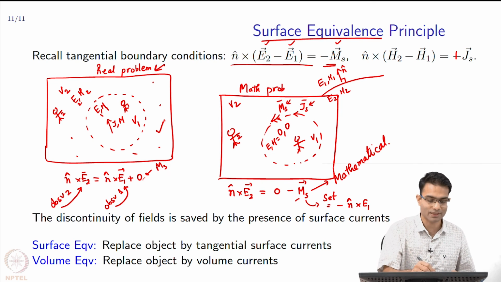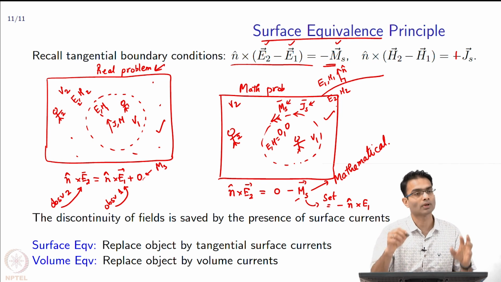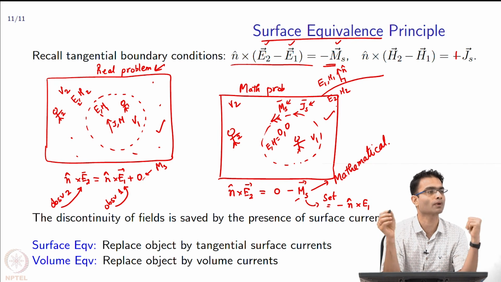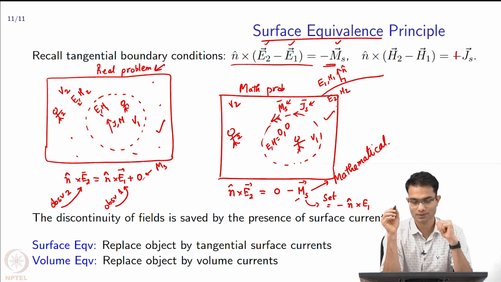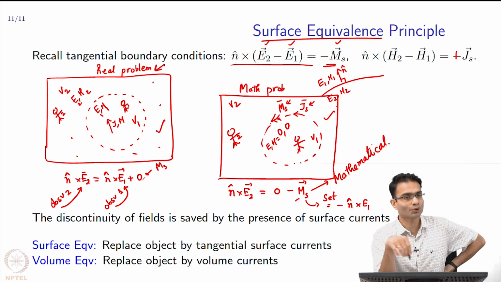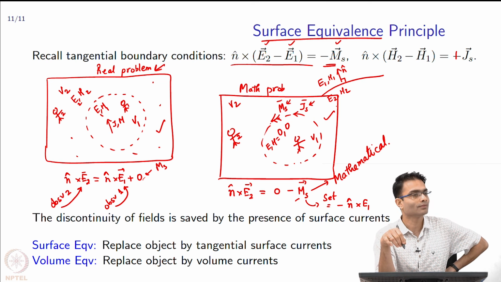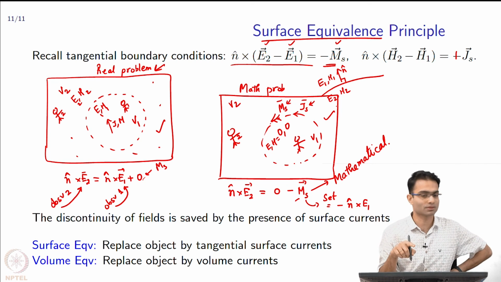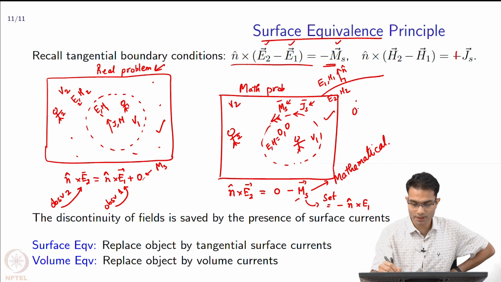So, the fields inside this volume and this volume are the same by the uniqueness theorem, because E tangential has been specified and it is the same in both cases, so the field will be the same in both cases. So, observer 2 did not know what happened, but if you look at the overall picture, what have I done? I have punched out one volume and replaced it by 0 fields, okay, and a set of equivalent surface currents. Okay. So, the object is replaced.